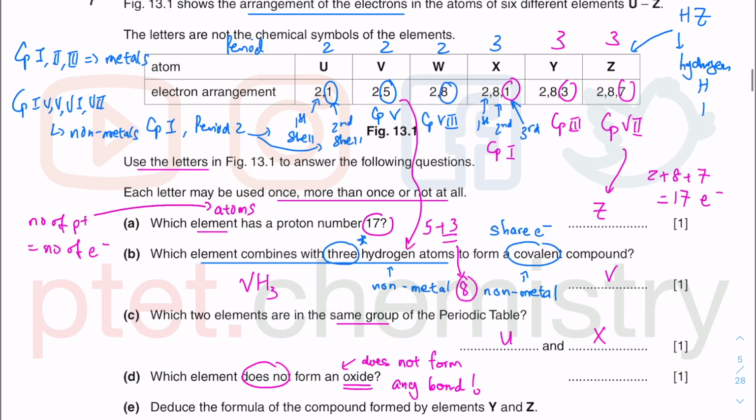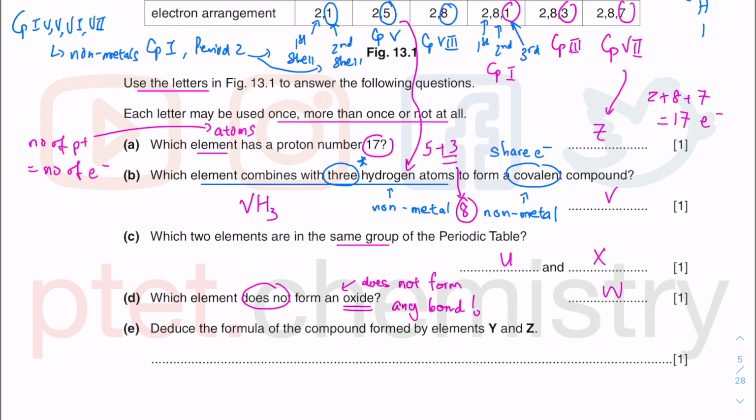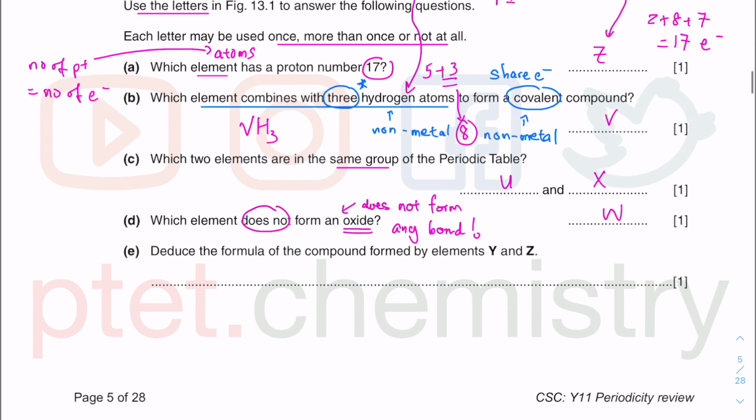We're looking at a fully filled outer shell, which are the noble gases. This is 2 plus 8 is 10, so proton number 10, that is neon. But we want the letter, which is W. Last but not least, deduce the formula.